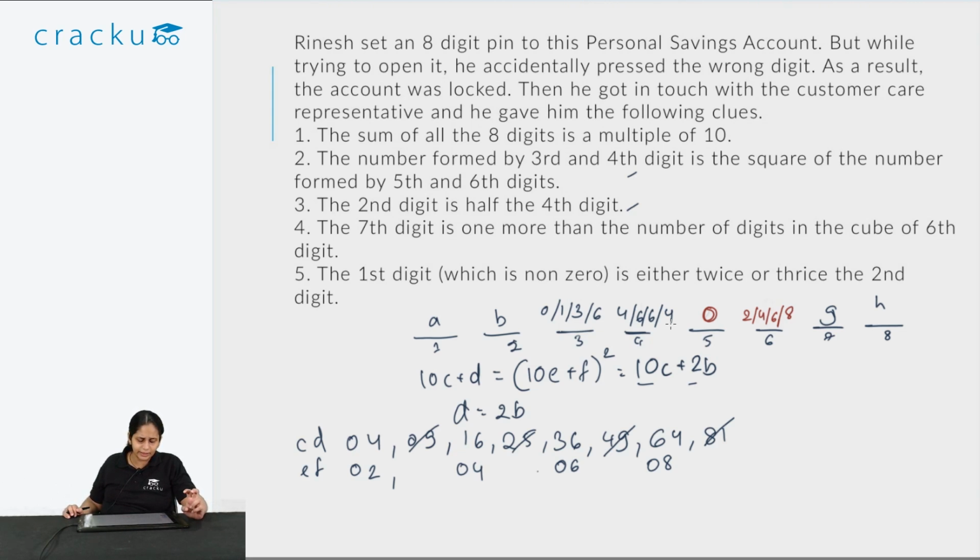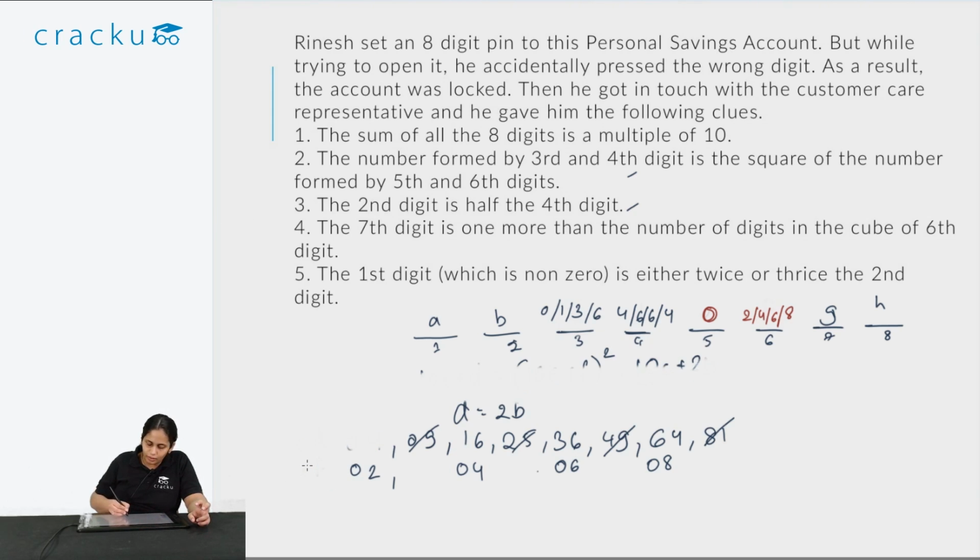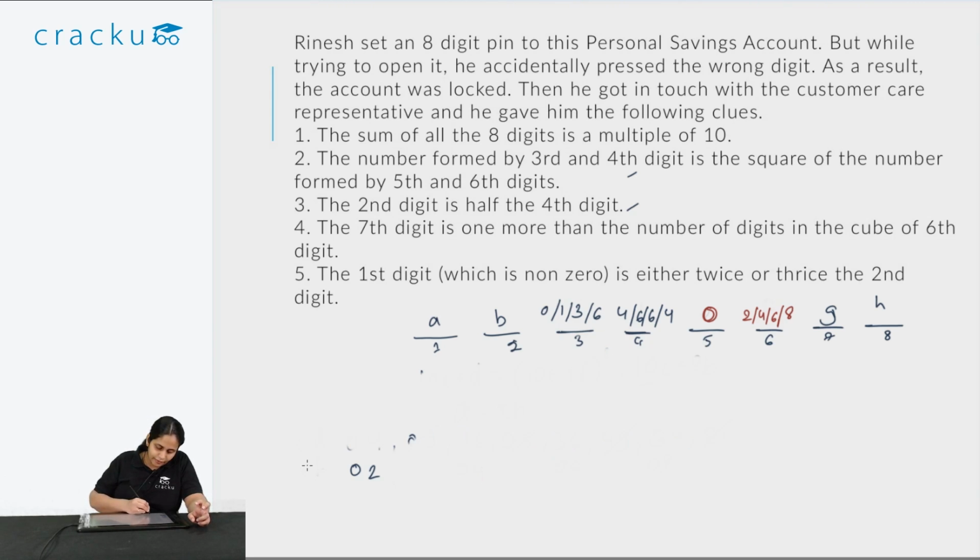Now let me consider the remaining conditions. Actually, it might make more sense to make a table out of this now, given that we have gotten a finite number of values as such. Actually I'll write down the value for B also, because B has a direct relation with D. So the second digit is half of the fourth digit. So this value of B will be how much? This will be 2, 3, 3, 2. Okay, so I got values for B as well.